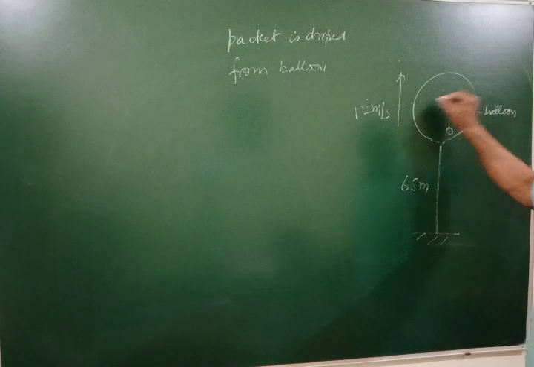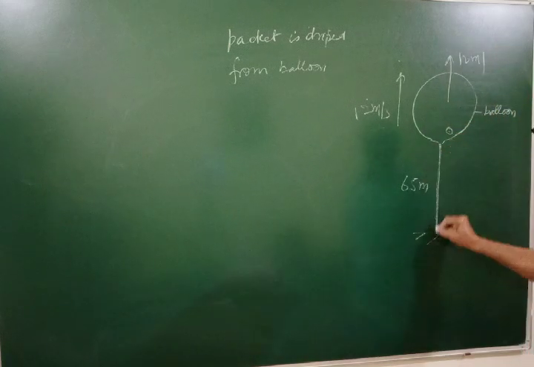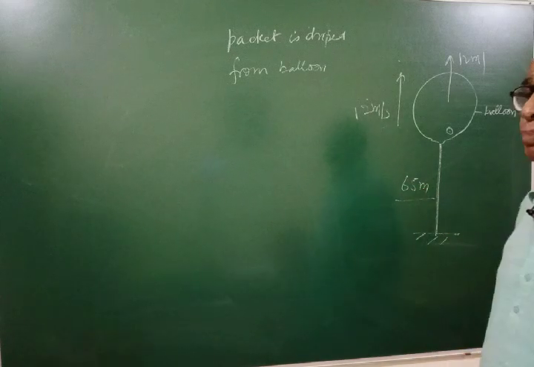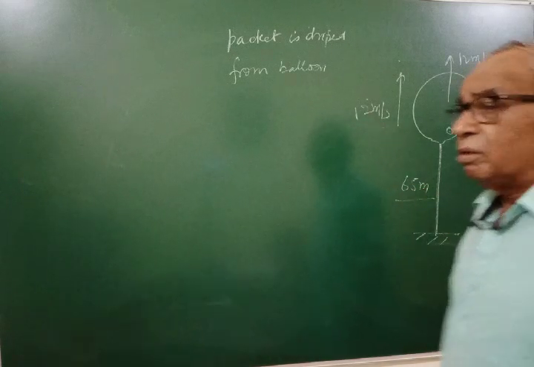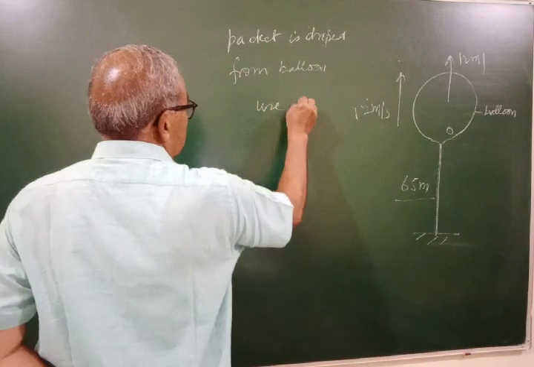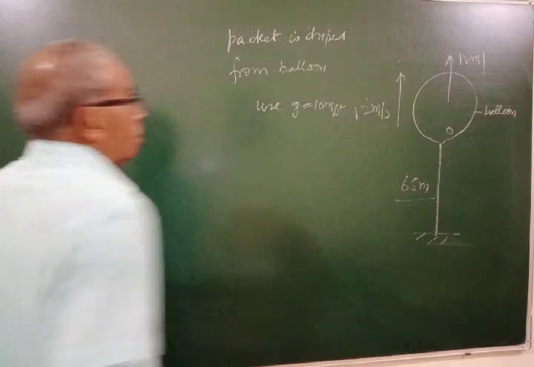This balloon is rising up with 12 meters per second. When it is at a height of 65 meters, if a packet is dropped, how much time is taken by the packet to reach the ground? Use g equal to 10 meters per second square.